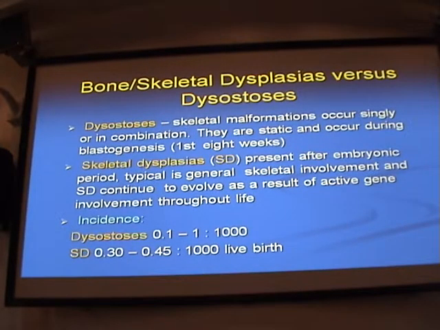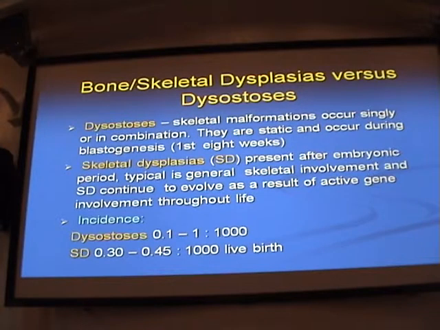Dysostoses are skeletal malformations that occur singly or in combination. They are static or occur during blastogenesis, which means the first 8 weeks of ontogenesis. Skeletal dysplasias present after the embryonic period. Typical is general skeletal involvement, and skeletal dysplasias continue to evolve as a result of active gene involvement through life, through several lives.